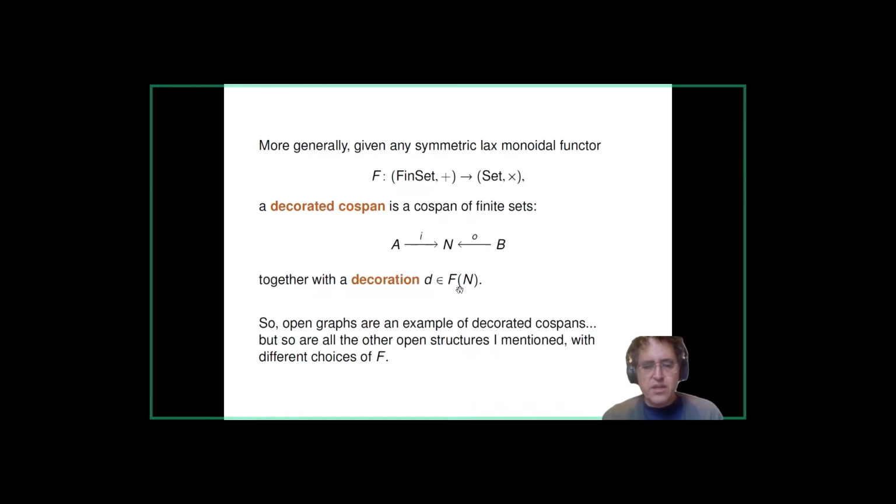decoration. So the idea is, in our example, the decoration is a choice of an open graph adorning the set of nodes N. But we could adorn the set N with all sorts of other kinds of extra structure, depending on what we chose to be our F. So open graphs will be an example of decorated cospans, but in fact, all the other types of open things that I listed will also be examples of decorated cospans, just with different choices of what functor F we decided to use to say what the allowed set of decorations is.